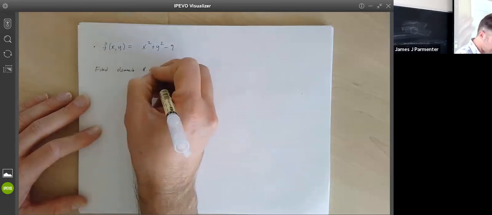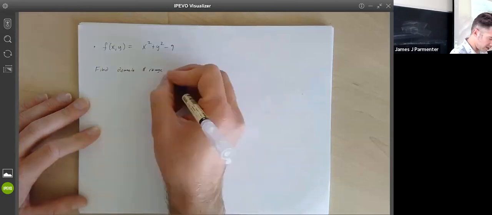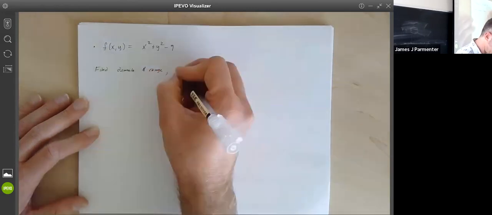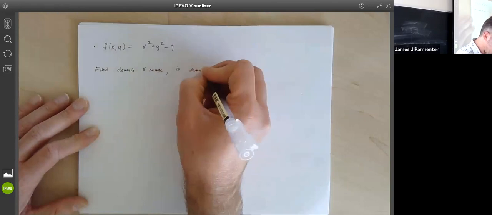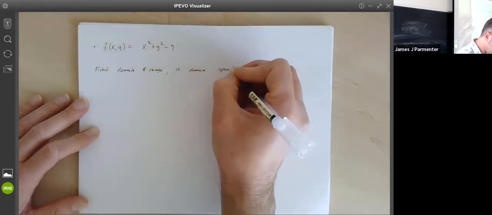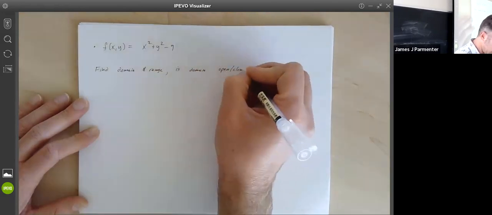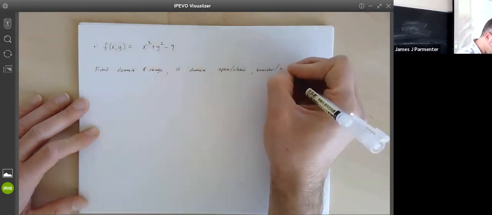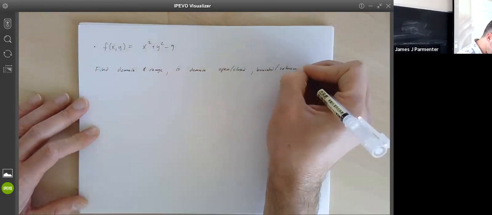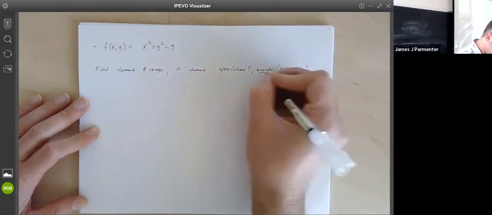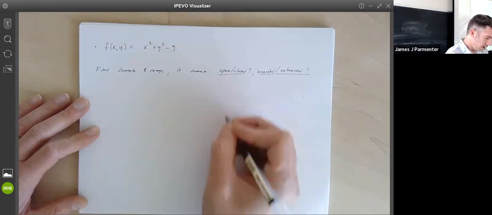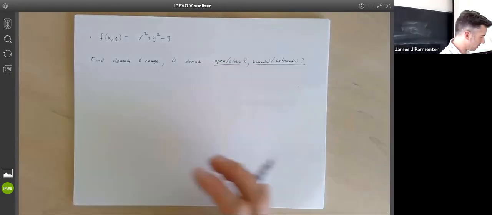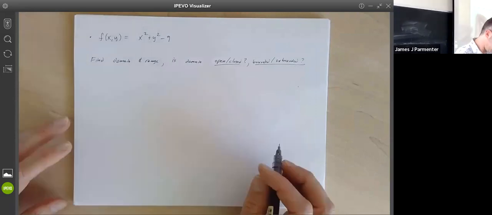And also, we want to talk about whether the domain specifically is open or closed, and bounded or unbounded. And then the range, we will not use those phrases or terminology to talk about the range. And then we'll maybe talk about the graph.